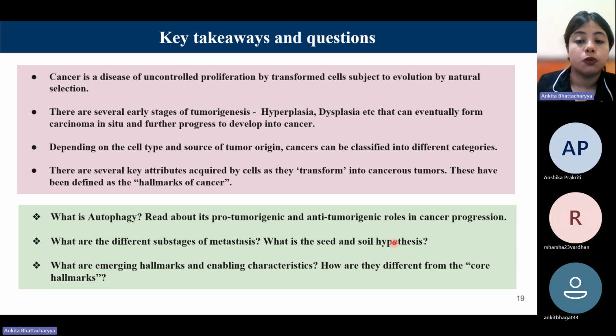That is because the bones provide a very good site for metastasis. But not every cancer metastasizes to the bone. Not every cancer metastasizes to the lungs or to the liver. Again, read about this as well.